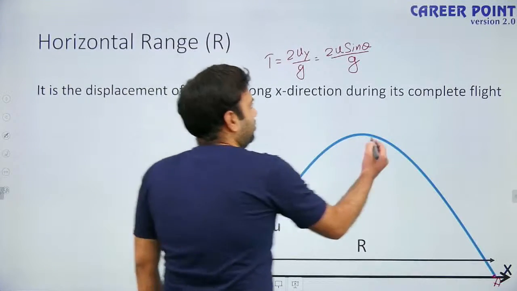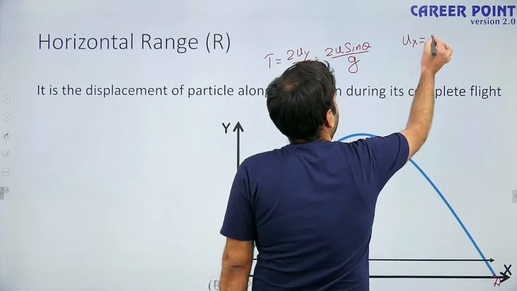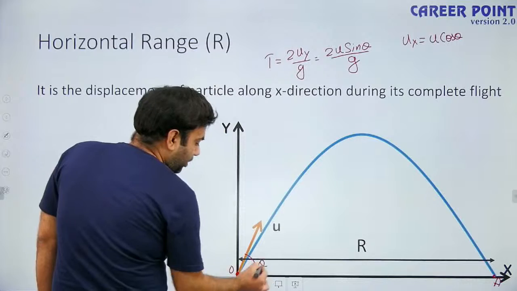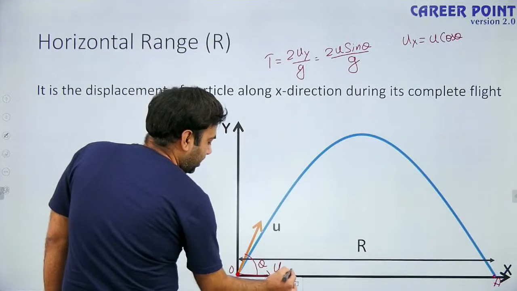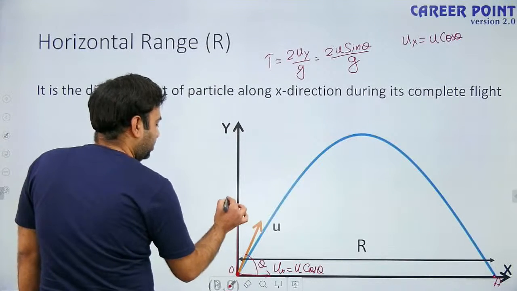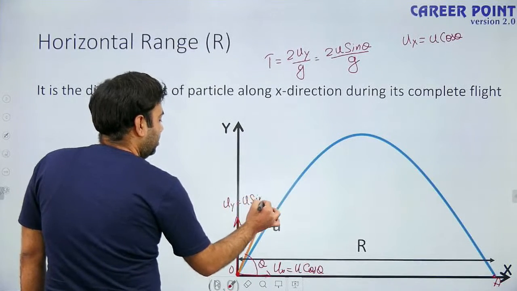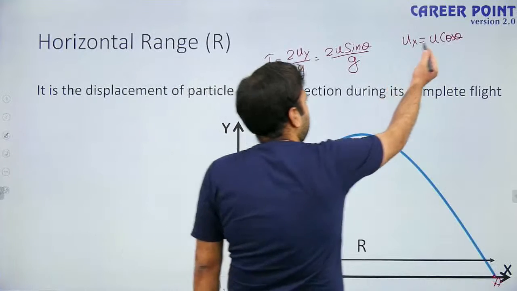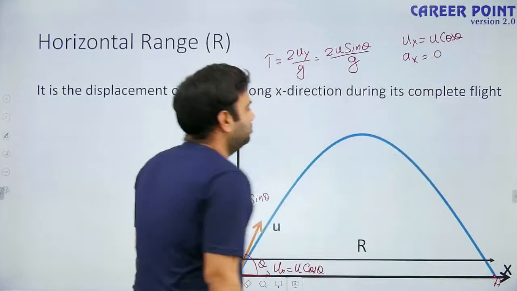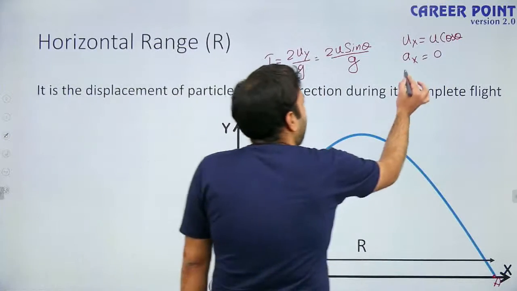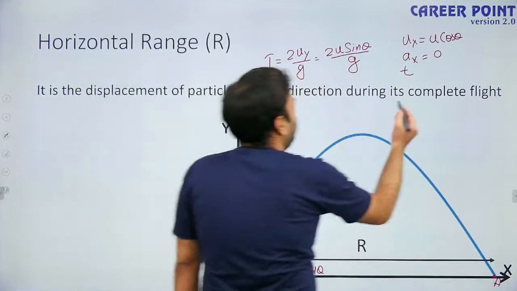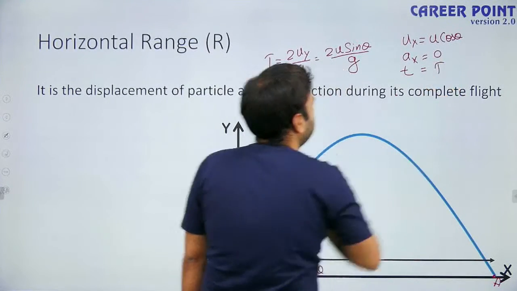In x direction, what is the initial velocity? Initial velocity is u cos theta. If I throw this projectile making an angle theta from horizontal, its x component of initial velocity will be u cos theta, and the y component of initial velocity is u sine theta. Acceleration in x direction, as you know, is 0. And the time taken to complete this journey, which we have already calculated, is 2uy by g, or simply capital T.